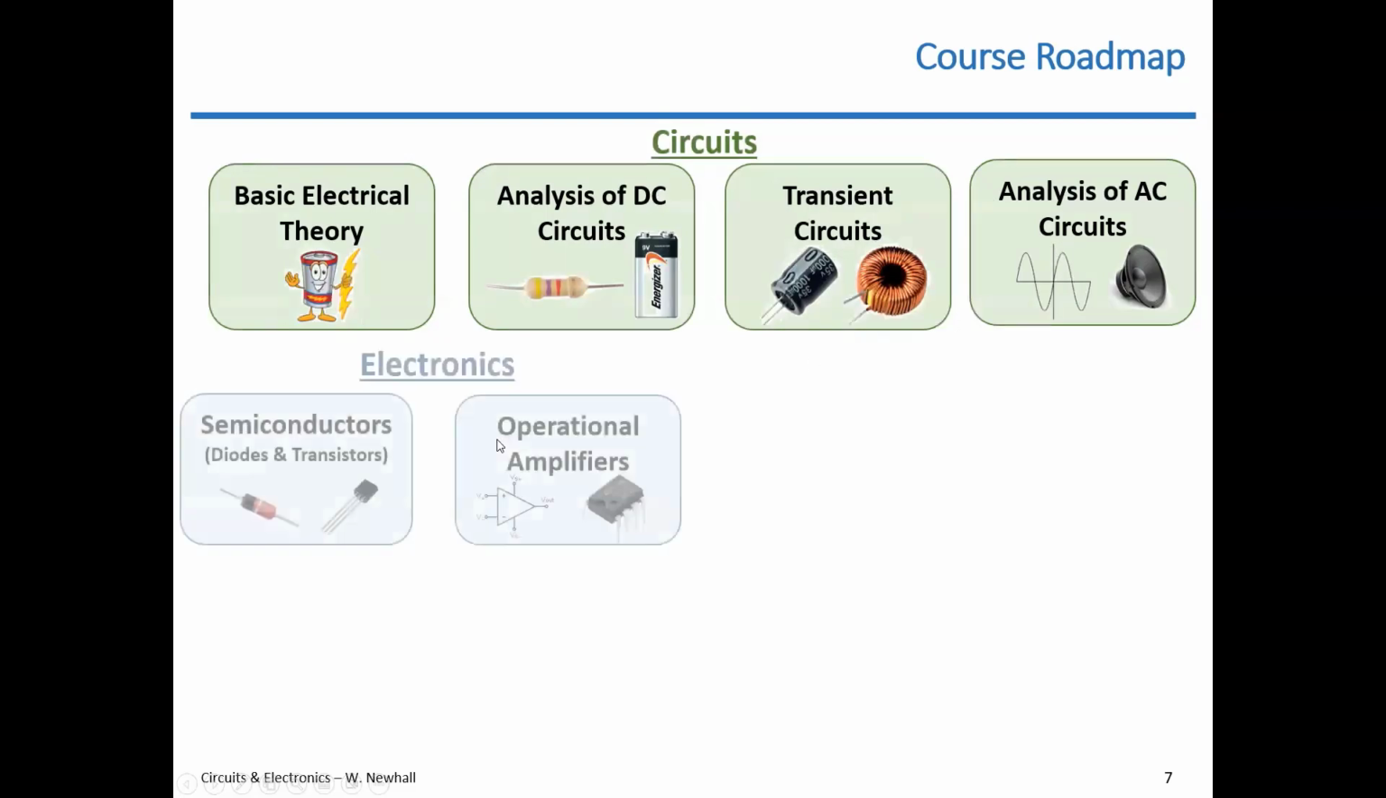Then we're going to move into what I consider the electronics part of this course. And this is usually covered in an electronics class for electrical engineers. We're going to talk about semiconductors. We're going to start out with diodes, move on to transistors, work some of those circuits. And that sets up the basis for talking about a useful component called an operational amplifier. So we will use operational amplifiers as, well, amplifiers, linear circuits, and also circuits that compare voltages so you can have circuits make decisions for you.